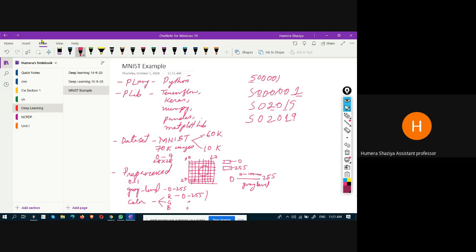So these three, suppose you mix red to 200 and green 200 or 150, you may get a different color, say yellow color. If you mix green and blue, you may get some other color. If you mix all the three with different variations, you may get some color. This is how colors are formed in computer system.